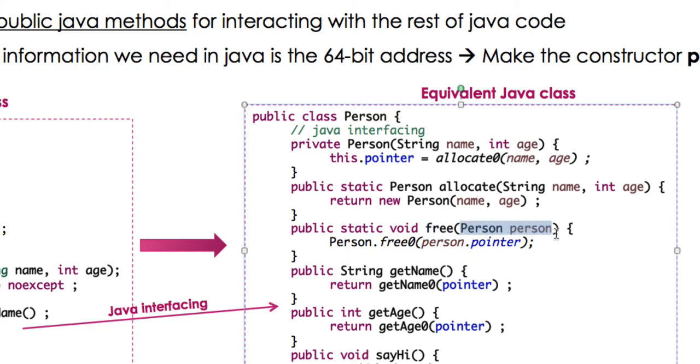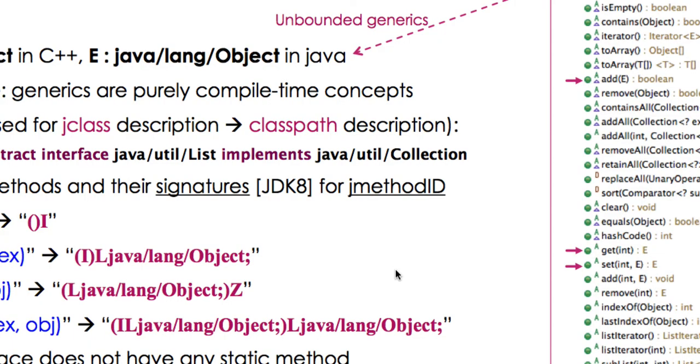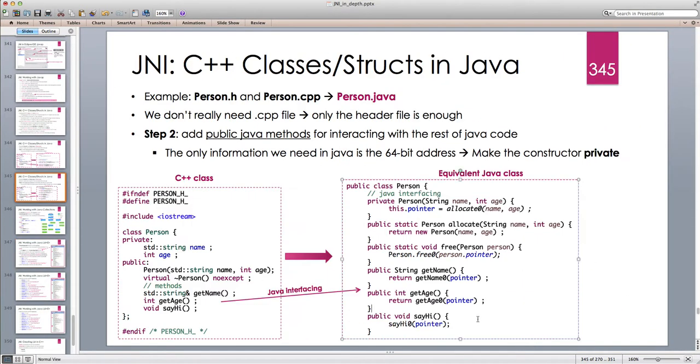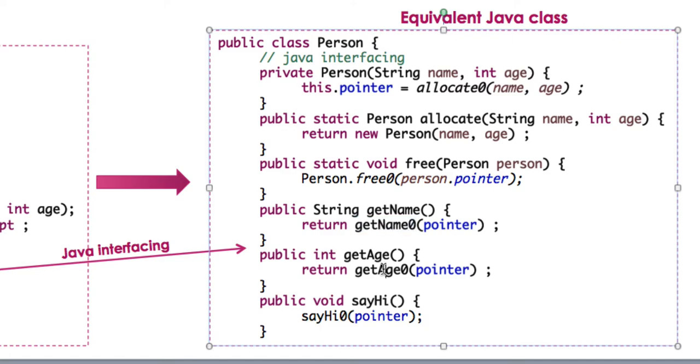And then we need to also have a public static void free, and it takes a Java person object. Because it's a static method, we call the free0, which is native, and for this native, again, because it interacts with C++, the only information that it needs to send is the pointer, the 64-bit address of that particular instance, right? And any instance of the person that is created in Java has this pointer, knows the address of the C++ object that is equivalent to this.